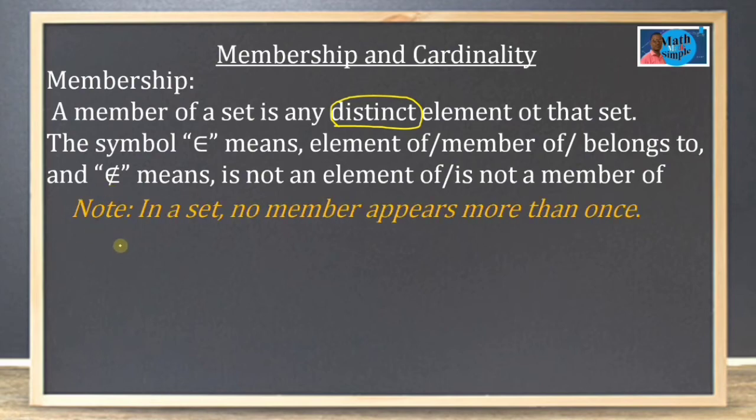Okay, note, in a set, no member appears more than once. That's where we talk about distinct. So you will now have in one set 2, then also 2, then 10 appearing. No, you won't see a particular member appearing more than once. Every member will appear only once in a set. All right, so let us keep that in mind as we make progress.